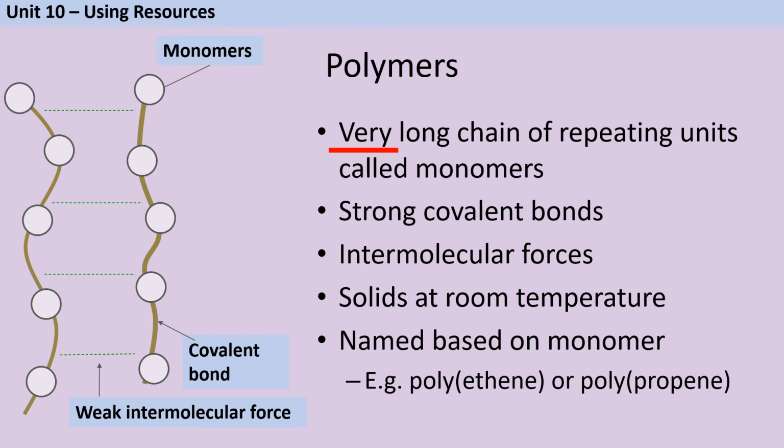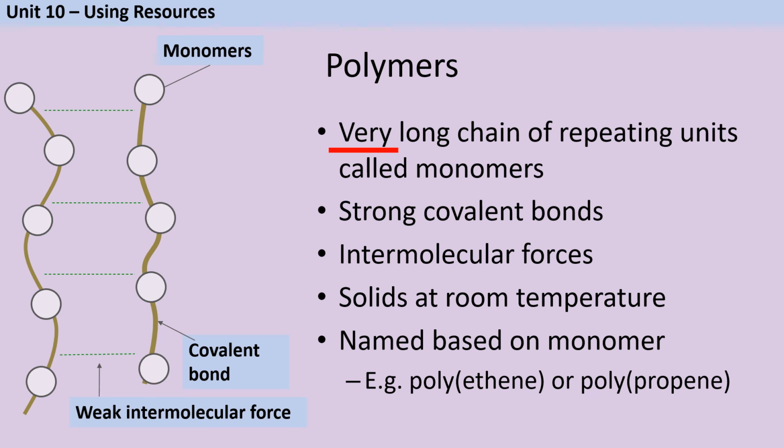A polymer is a very long chain of repeating units called monomers, and that word very is essential if you want to get the mark for the definition in the exam. These monomers aren't individual atoms, they're small covalent molecules that then form more covalent bonds between them to make these very long chains.